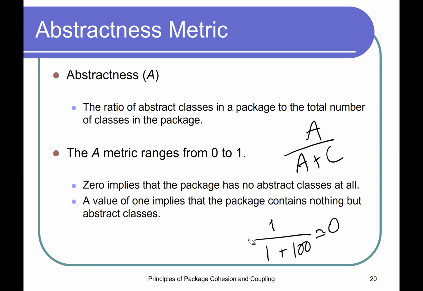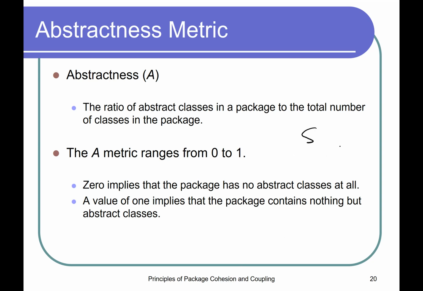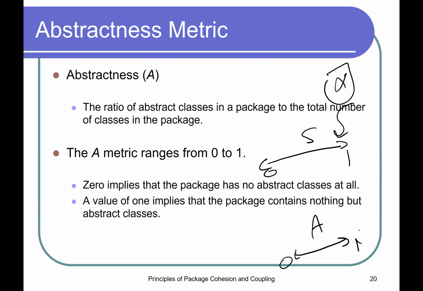So again, just like the stability metric, which goes from 0 to 1, here's my package X. For the abstraction metric, again from 0 to 1, I want to be pointing to the one that is closest to 1.